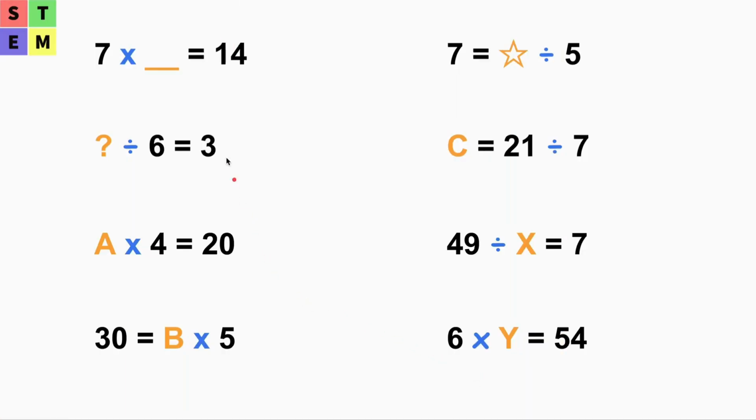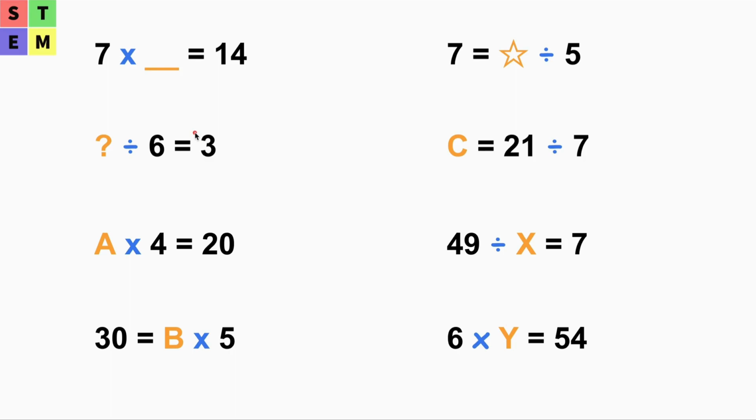Now let's take a look at what we have here. We have 8 equations, and our task is to find the missing number: what number should be put here as the question mark, what number should be A, what number should be B, what number should be the star, and what number should be C, X, and Y. Okay, so now let's find out.